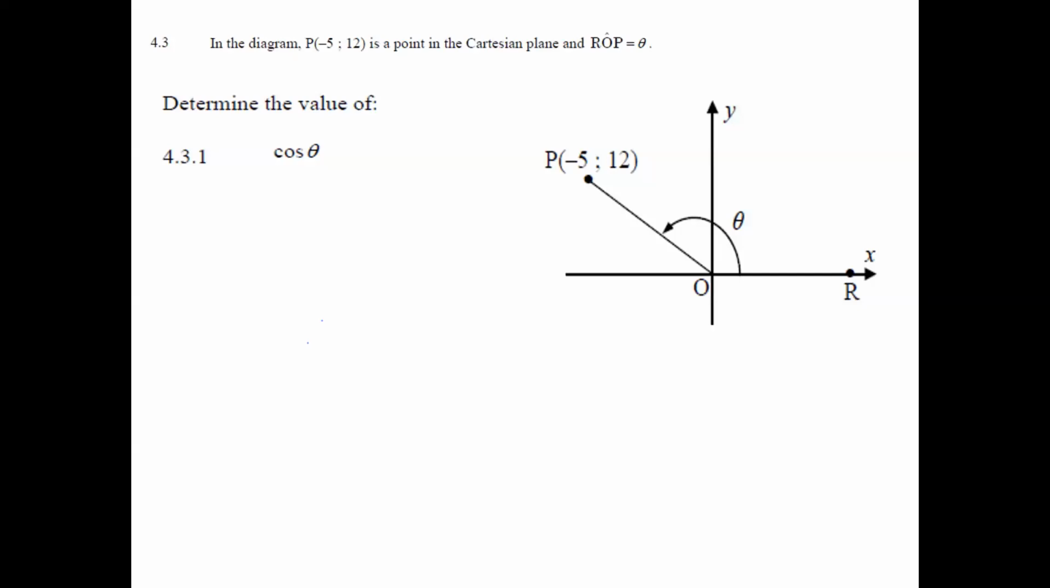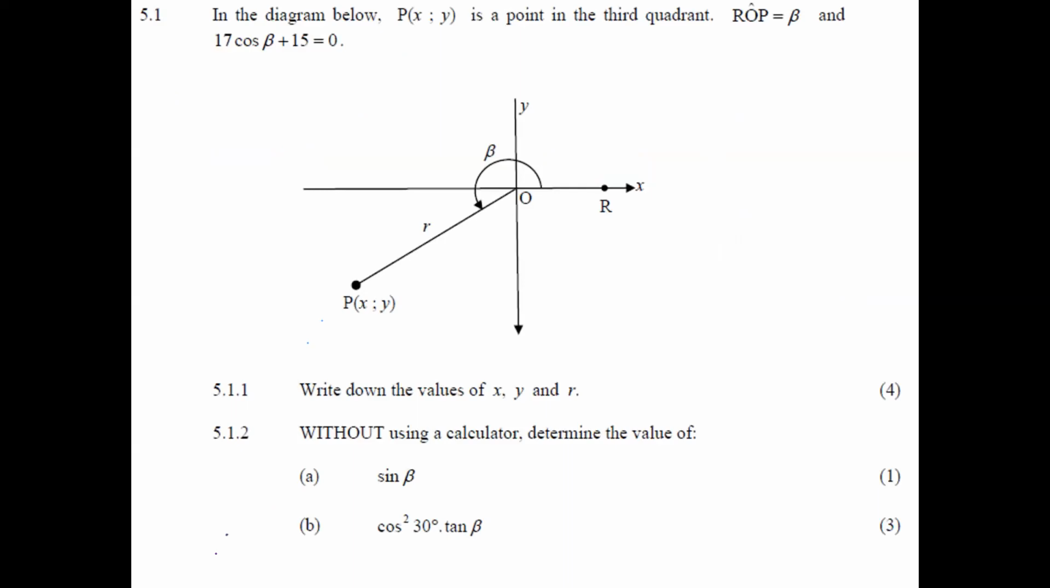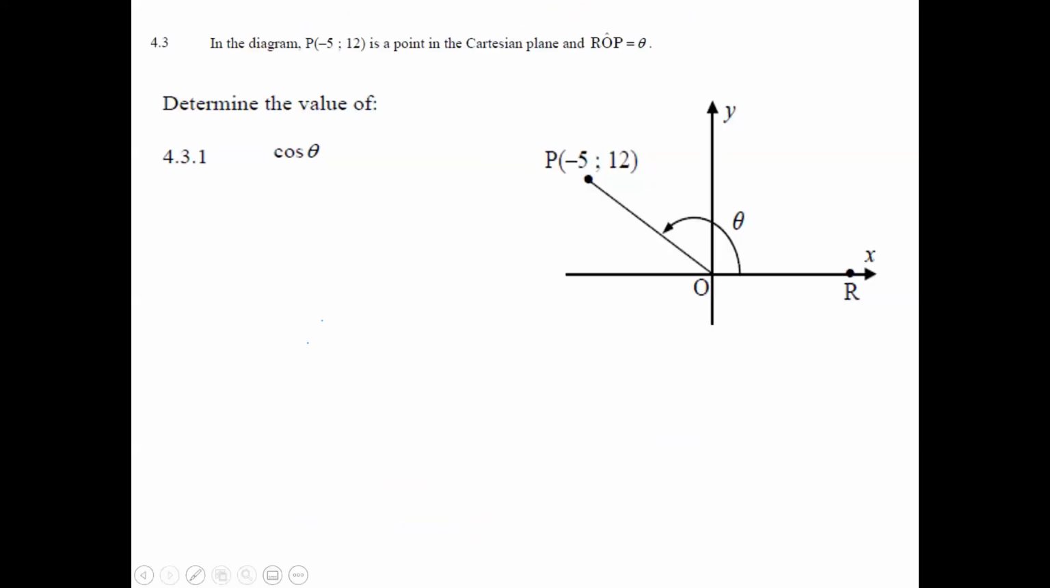Okay, in a diagram question like this, we know that this is x and that is y. We drop a perpendicular to the x-axis, always to the x-axis. So we have a right angle triangle. The x value we're saying is -5. The y value is 12. So to find OP, that's what we're trying to find, which is the radius.